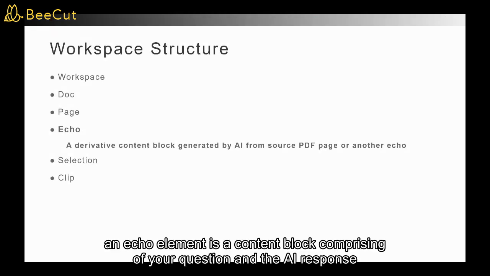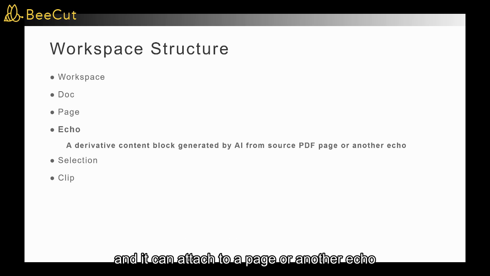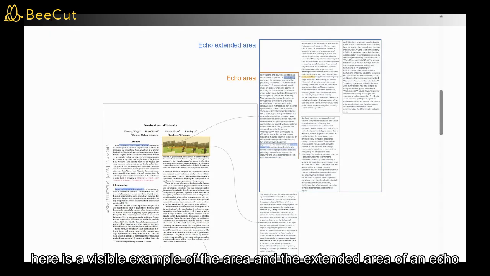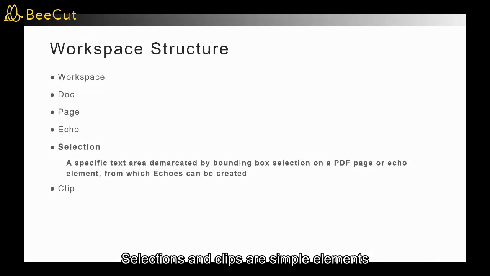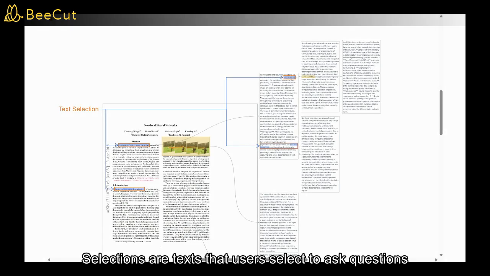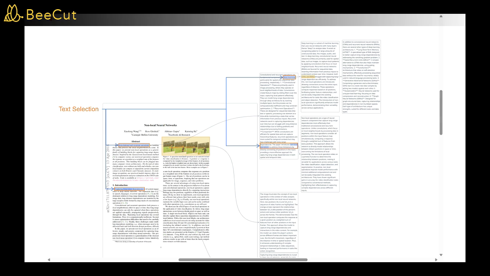An echo element is a content block comprising your question and the AI response, and it can attach to a page or another echo. Here is a visible example of the area and the extended area of an echo, pretty similar to how a page works. Selections and clips are simple elements. Selections are texts that users select to ask questions, while clips are images that they capture.